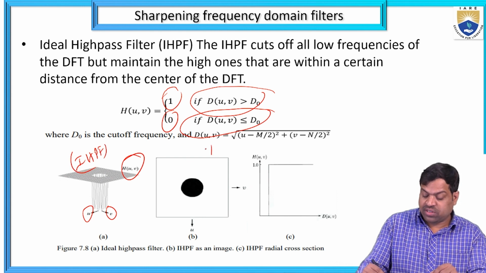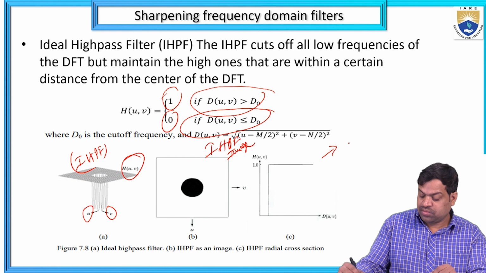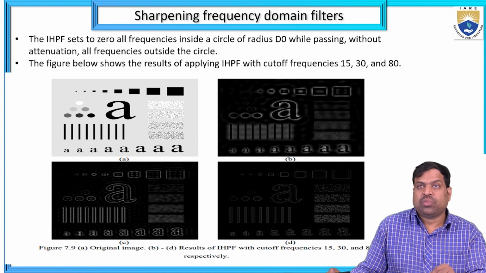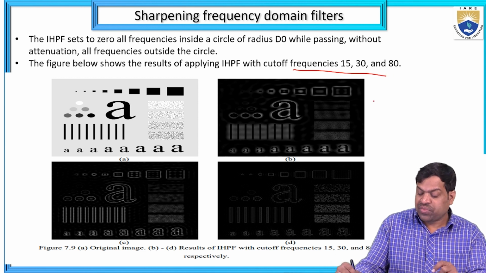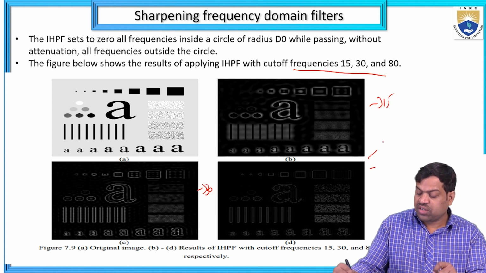This is an ideal high pass filter image, and this is the radial cross section. It is one example of an ideal high pass filter, passing frequencies outside the circle of radius D0 without attenuation. The cutoff frequencies here are 15, 30 and 80.